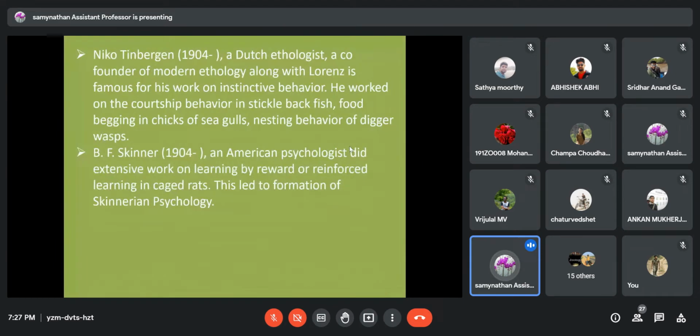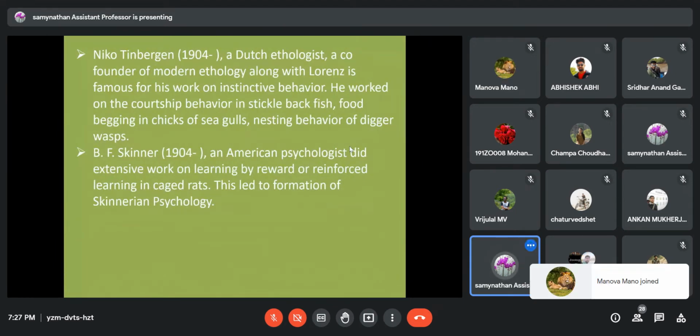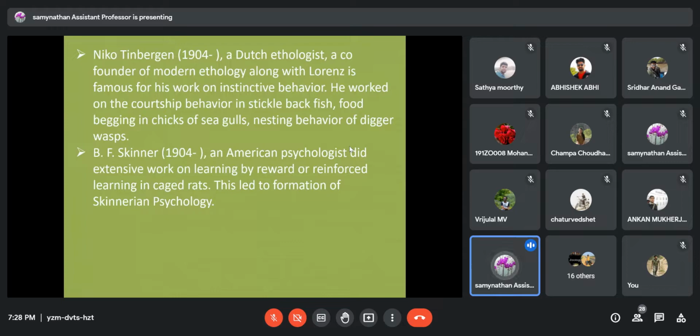Next one, Niko Tinbergen, 1904, a Dutch ethologist and co-founder of modern ethology along with Lorenz, is famous for his work on instinctive behavior. He studied courtship behavior in stickleback fish, food begging behavior in chicks of seagulls, and nesting behavior of tiger wasps.